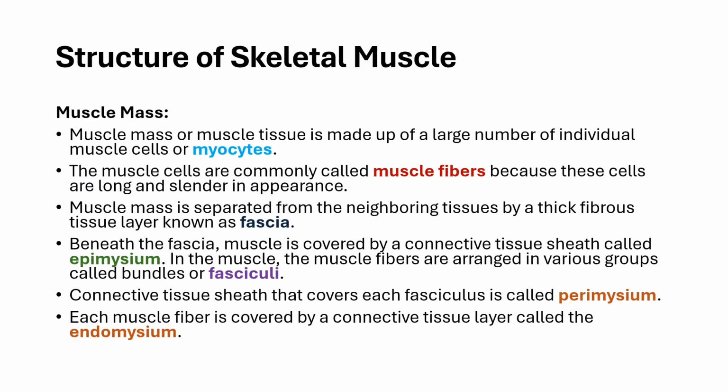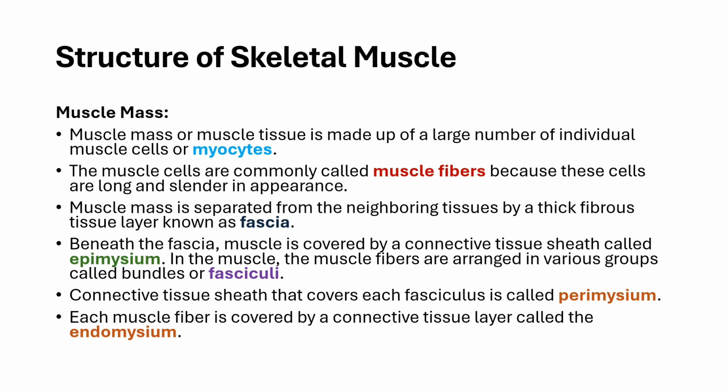Next is the structure of skeletal muscle. Let's explore the anatomy of skeletal muscle. Each muscle is made up of bundles of muscle fibers. These bundles are wrapped in connective tissue for strength and flexibility. Epimysium covers the entire muscle. Perimysium wraps each bundle, or fasciculus. Endomysium protects individual fibers. Think of it as a well-organized team with each member contributing to the bigger picture.